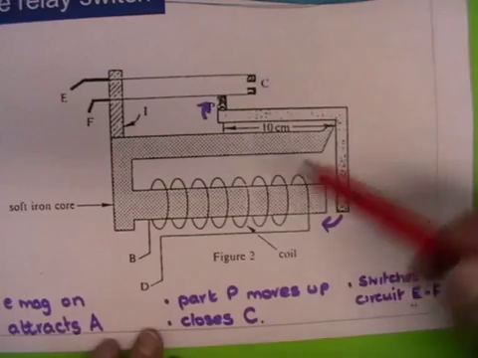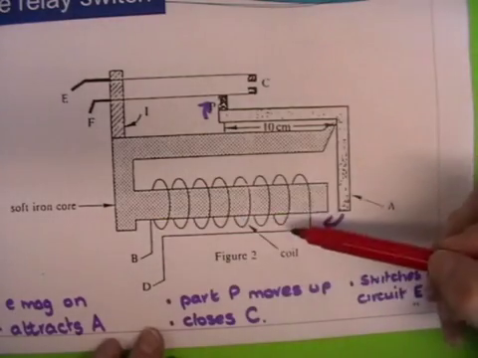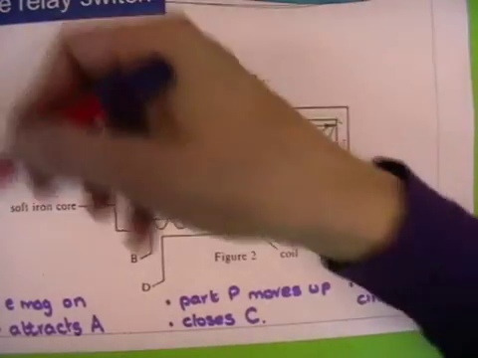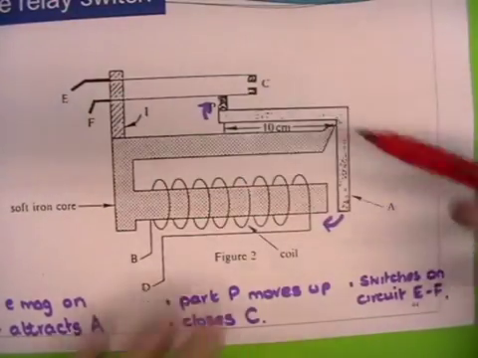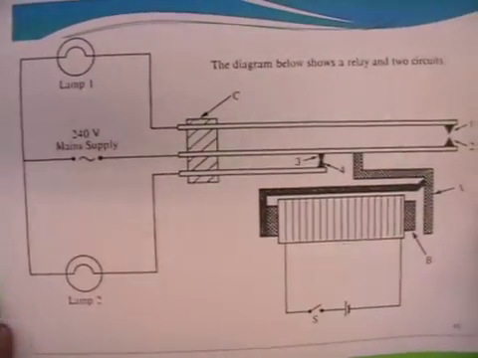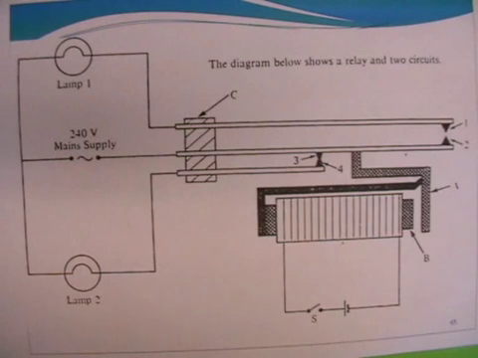So that's the way that you use a small current in the electromagnet to turn on a very large current. And once that's started, then it works on its own. It has its own battery and so on, and this relay part isn't needed anymore. So this is an example, and it just shows you a relay and two circuits.